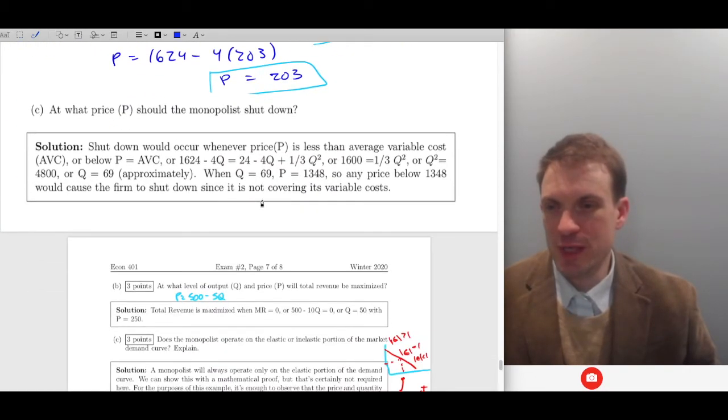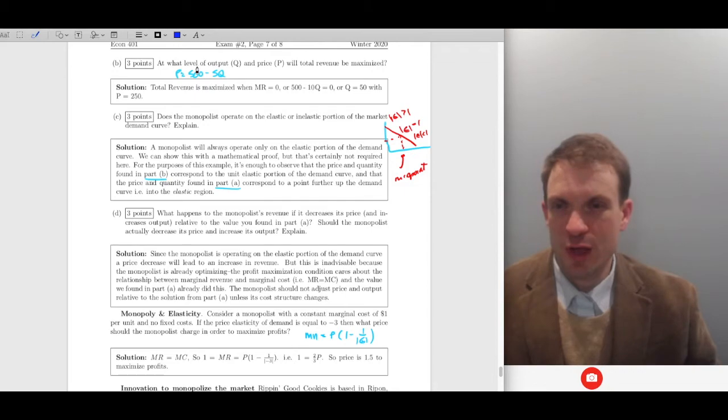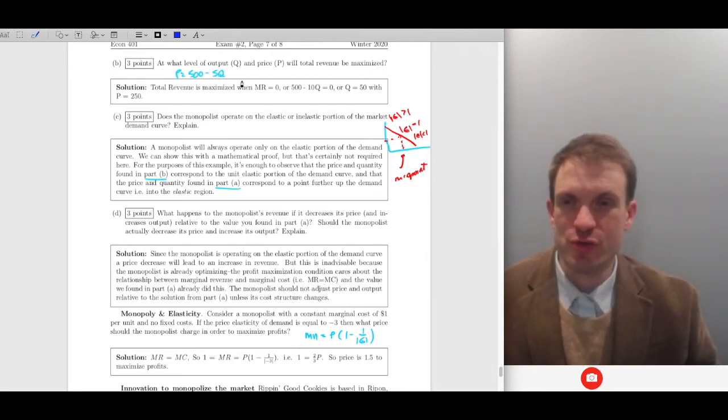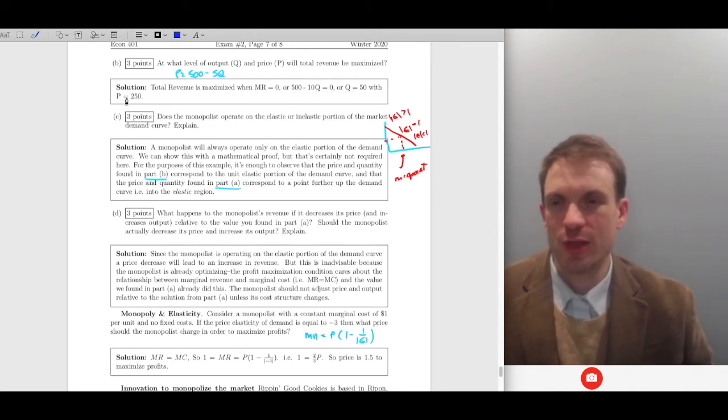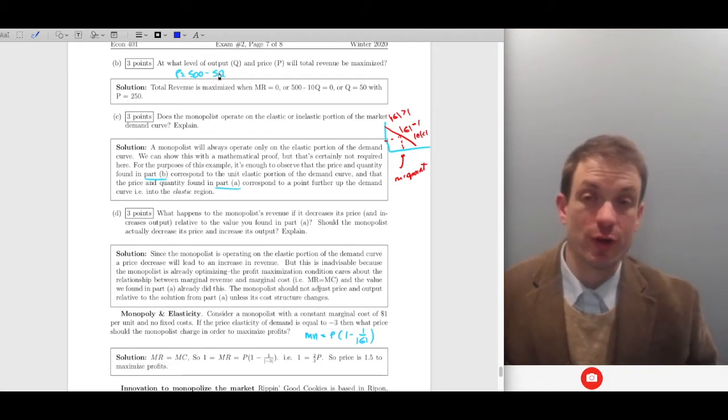There was a part B here, that's right here. At what level of output will total revenue be maximized? All right, let's find where marginal revenue is equal to 0. That's what's necessary to maximize total revenue. So 500 minus 10q is equal to 0, or q is equal to 50. And then the associated price is 250. Alternatively, you could just find the midpoint of this demand curve.